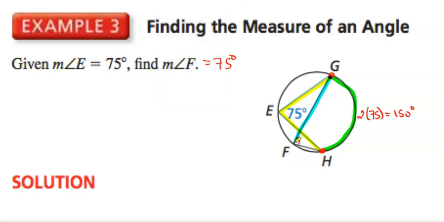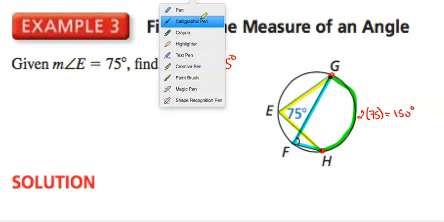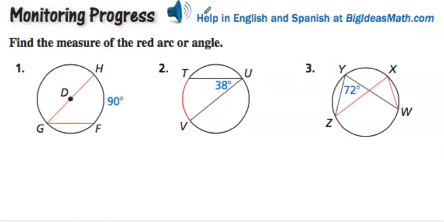So we got 1 and 2 going to that same arc there. Alright, cool. Let's see if there's anything a little more challenging here. Find the measure of the red arc or angle. You've got a little monitoring progress here. I would probably hit pause at this point and see if you can bang these out on your own. Alright, so here's the intercepted arc.